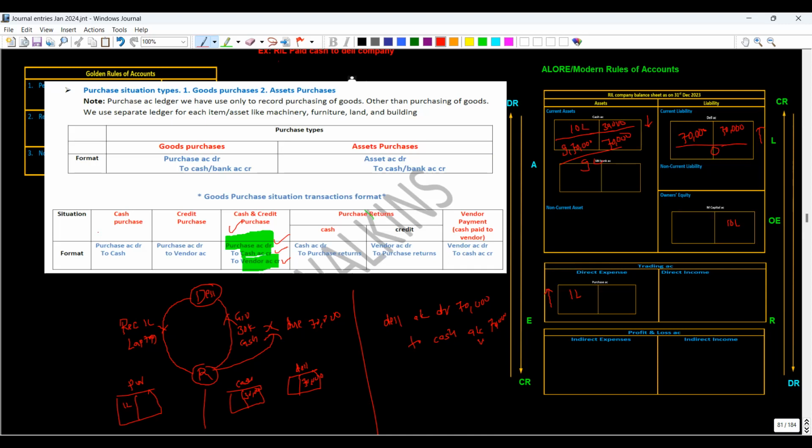Okay, as of now situations 1, 2, 3 and 4 are covered. The remaining ones are 5th and 6th, purchase returns. That is goods cash purchase return and goods credit purchase return. So it is very, very important: goods cash purchase return and credit purchase return.